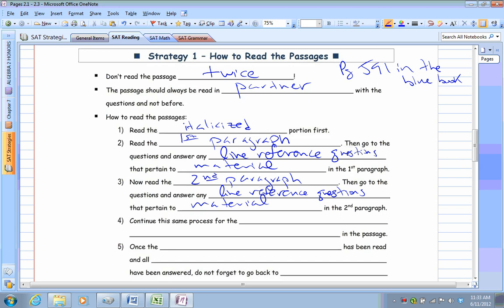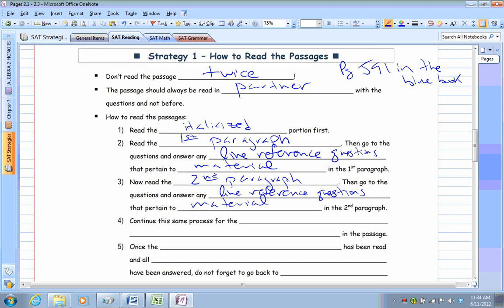So after reading the second paragraph, it ends at line 42. We could totally do number 19. Could we do number 20 after reading the second paragraph? On page 592? Yeah, we could do number 20. Can I do 21? No. So now we go back and read again.